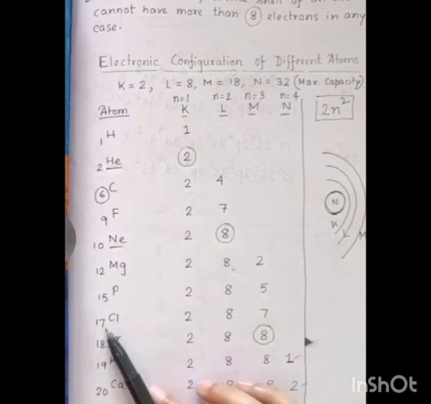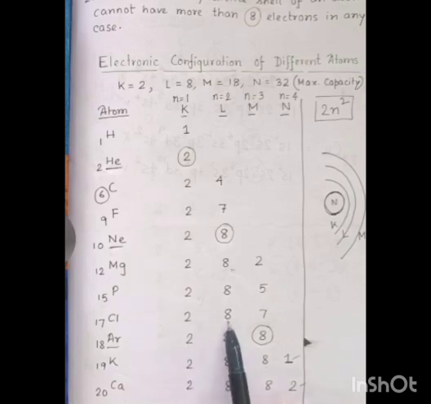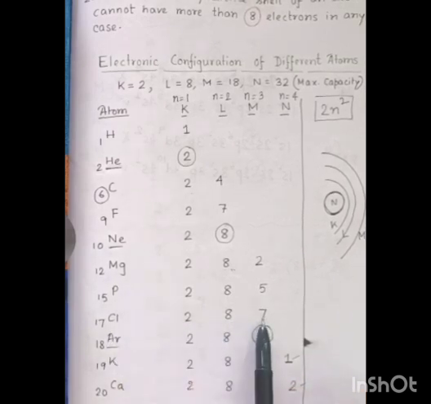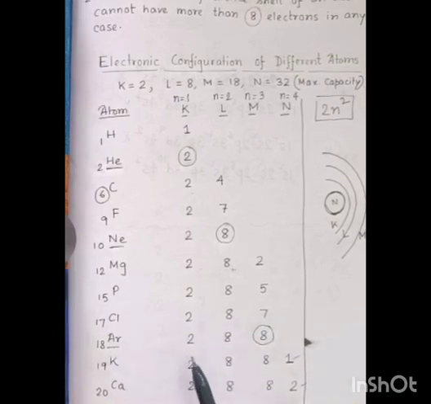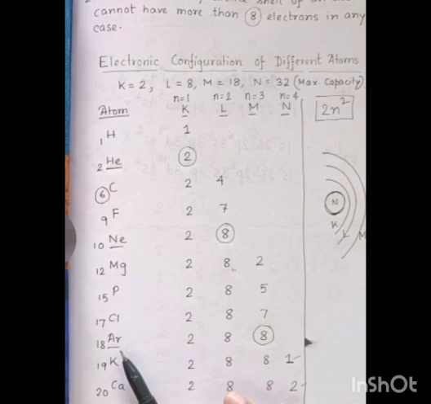For chlorine, you can see it has total 17 electrons. 2 will again enter the K shell, 8 will enter the L shell. So total now 10 electrons are already filled again. So chlorine is now left with 7 more electrons, which will definitely move to the third shell, that is M shell. For argon, you can see first 2 will again enter K shell, 8 will enter second shell. So 8 plus 2, 10 filled. Now argon is left with 8 more electrons, and these rest 8 electrons will enter the third shell, that is M shell.